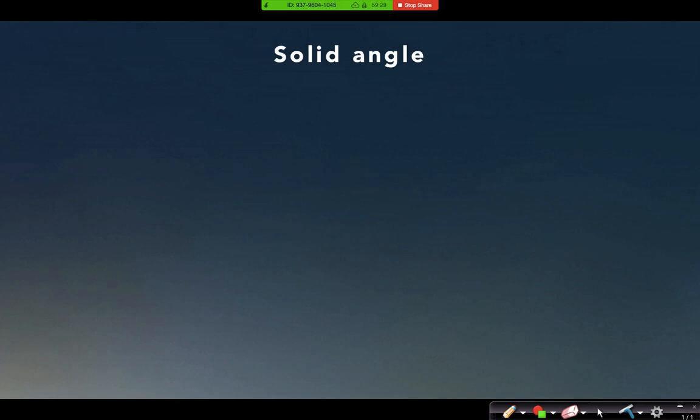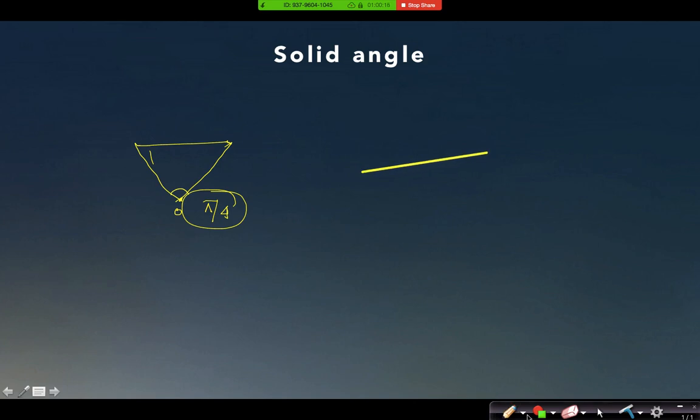What is solid angle? Before that, let us first try to understand what a plane angle is. Suppose this is a line and this is a point, and you are seeing that this line makes an angle, say pi by 4 or pi by 2. Let us assume this is pi by 2. You can measure this angle definitely, but how can you define this angle pi by 2? That we need to first understand before understanding solid angle.